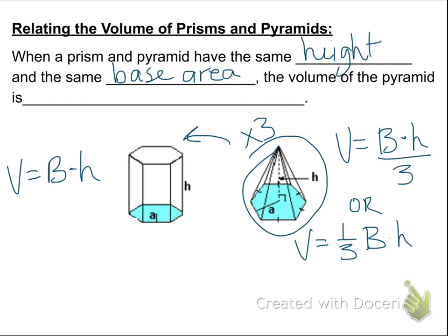If they have the same base area and the same height, then the volume of the pyramid is related in this way. So in this case, the volume of the pyramid is 1/3 of the prism. So we're going to calculate the volume the same way, the area of the base times the height, and then we're going to divide it by 3.